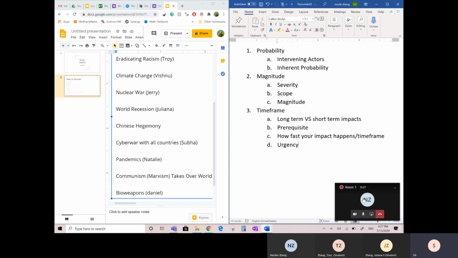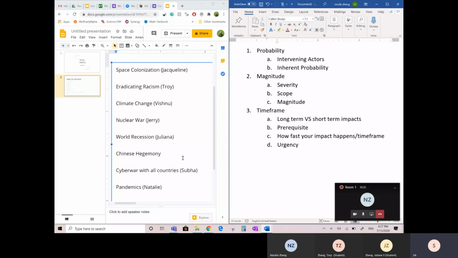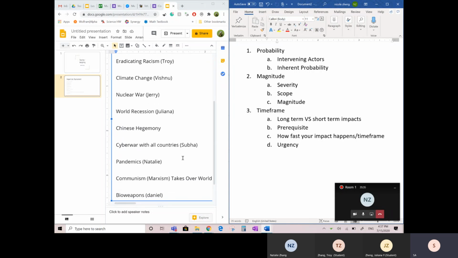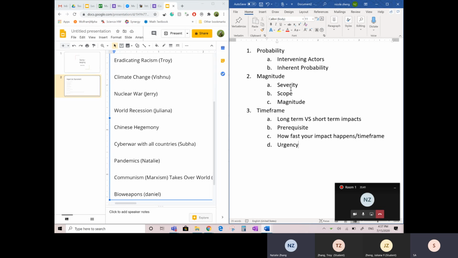Yeah. So for Natalie, let's talk about your weighing, right? When we're looking at pandemics, what do you want to weigh against? Do you want to weigh against space colonization, eradicating racism? I don't really care. Okay.